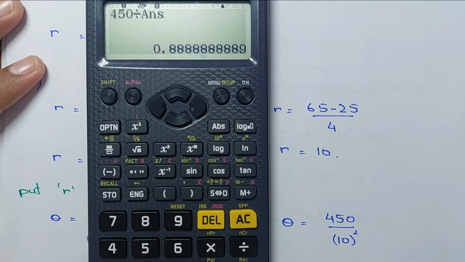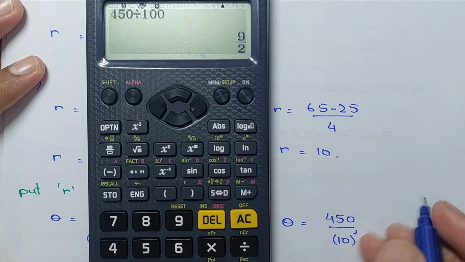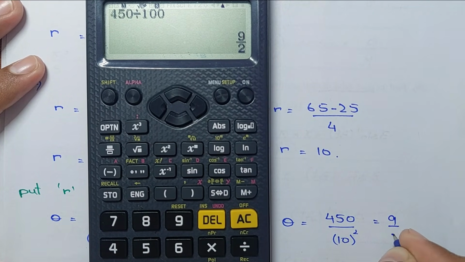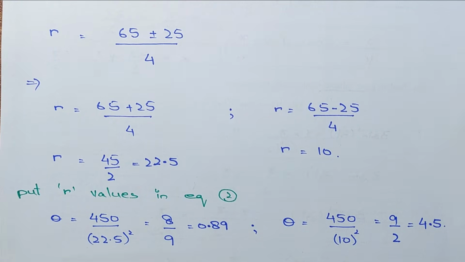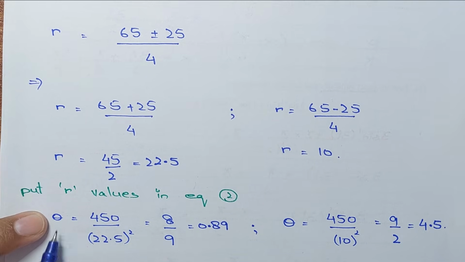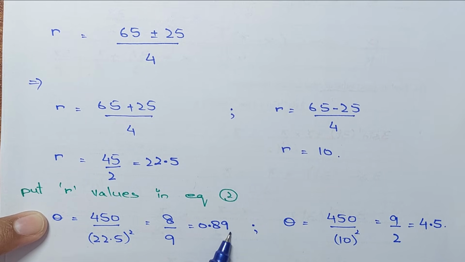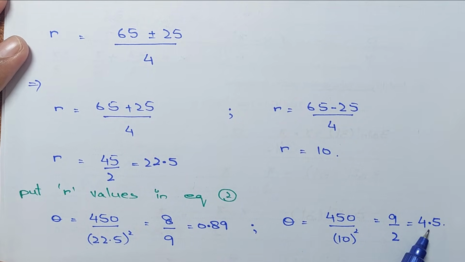10 square is 100. 450 divided by 100 is 9 by 2, or 4.5. Okay, so there must be one value for radius and one value of theta, not two values for radius and two values of theta. Keep it in mind, right? So when the radius is 22.5, the theta value is 0.89. When radius is 10, the theta is 4.5.